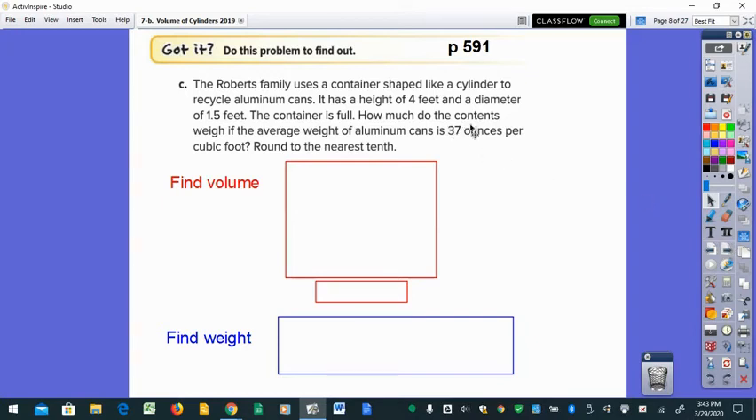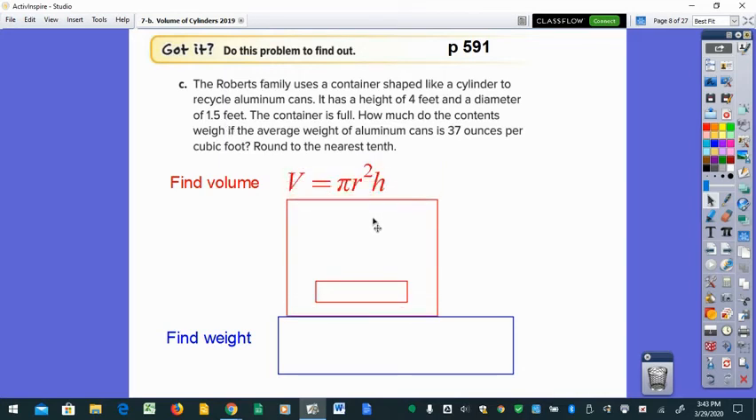I'm not going to worry about this piece right now. It's a 2-part problem. I'm going to start by finding the volume. Got to be careful. They gave me the diameter. I need the radius, so I'm going to cut that in half. The 4 stays, that's the height. It's the diameter I'm going to cut in half.